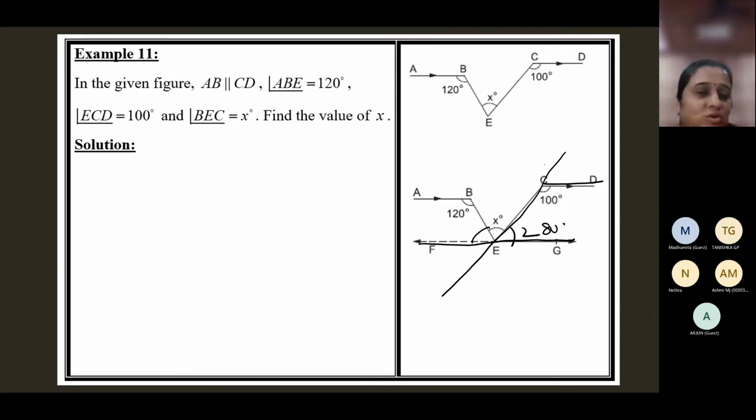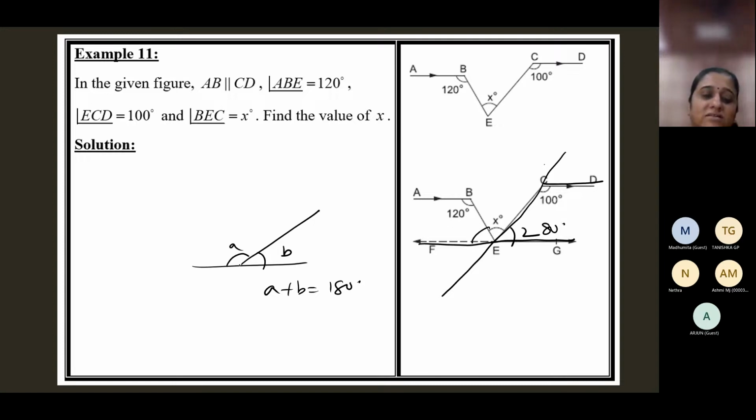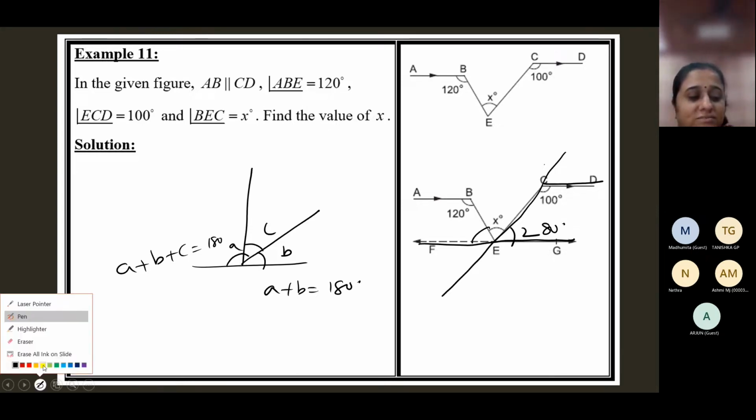So you shouldn't say linear pair. You must say the sum of all the angles on a straight line is 180. Linear pair is used only when there's a line and a ray on it, the sum of two angles, a pair. If this is A and this is B, we say A plus B is equal to 180, linear pair. But if there's another ray, another angle C, we don't say A plus B plus C is 180 by linear pair. The reason is: sum of all the angles on a straight line is 180.